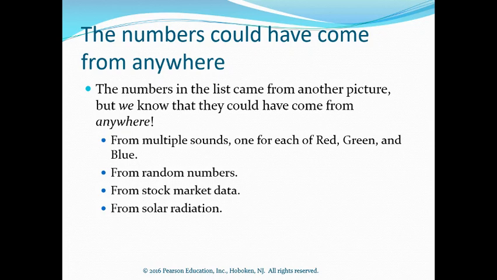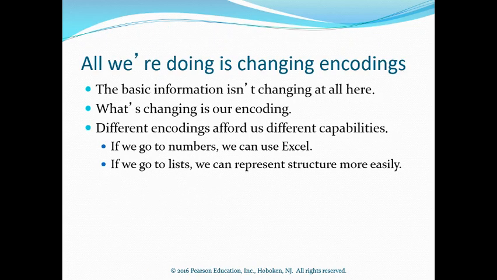The numbers could have come from anywhere. The numbers in this list came from another picture, but we know that they could have come from anywhere. From multiple sounds, one from each red, green, and blue, from random numbers, from stock market data, from solar radiation. And all we're doing is changing encodings. The basic information isn't changing at all here.